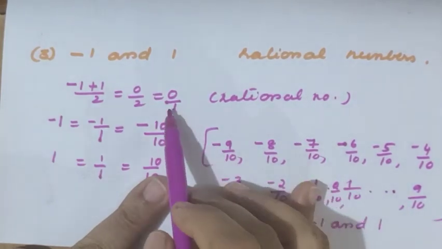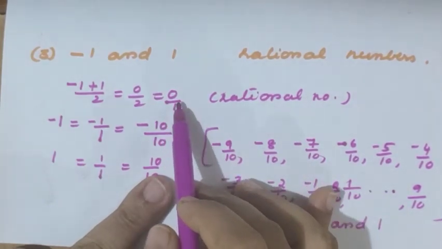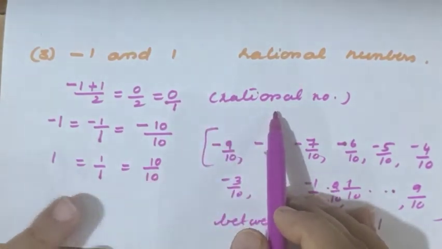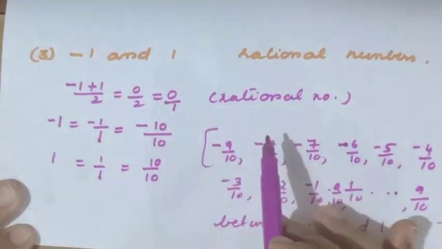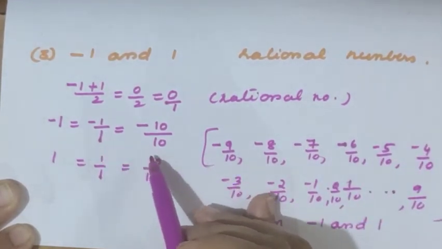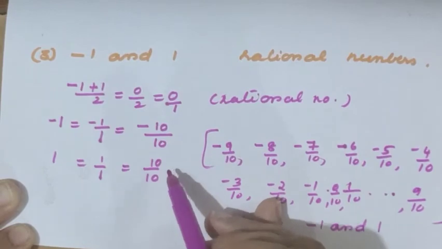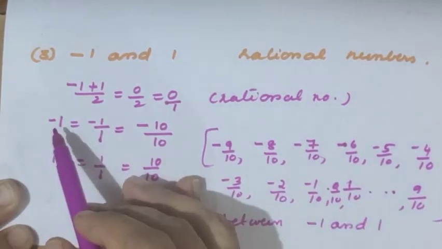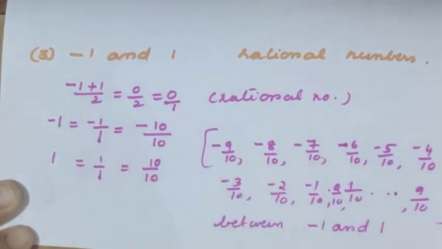First, what did we calculate? Only one rational number, that is 0. 0 is also an integer only. All integers are rational numbers. Now we want to change how many rational numbers are possible. Just by changing to an equivalent rational number, we changed the denominator to 10. Now we have seen that these many rational numbers lie between the given numbers minus 1 and 1.